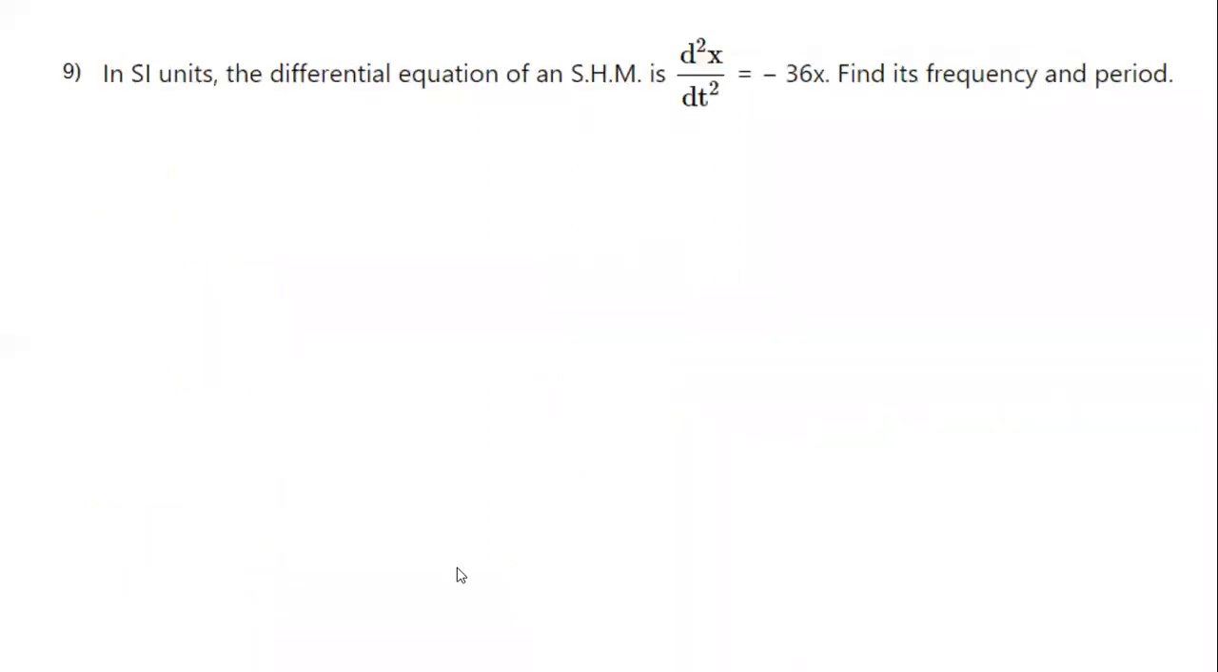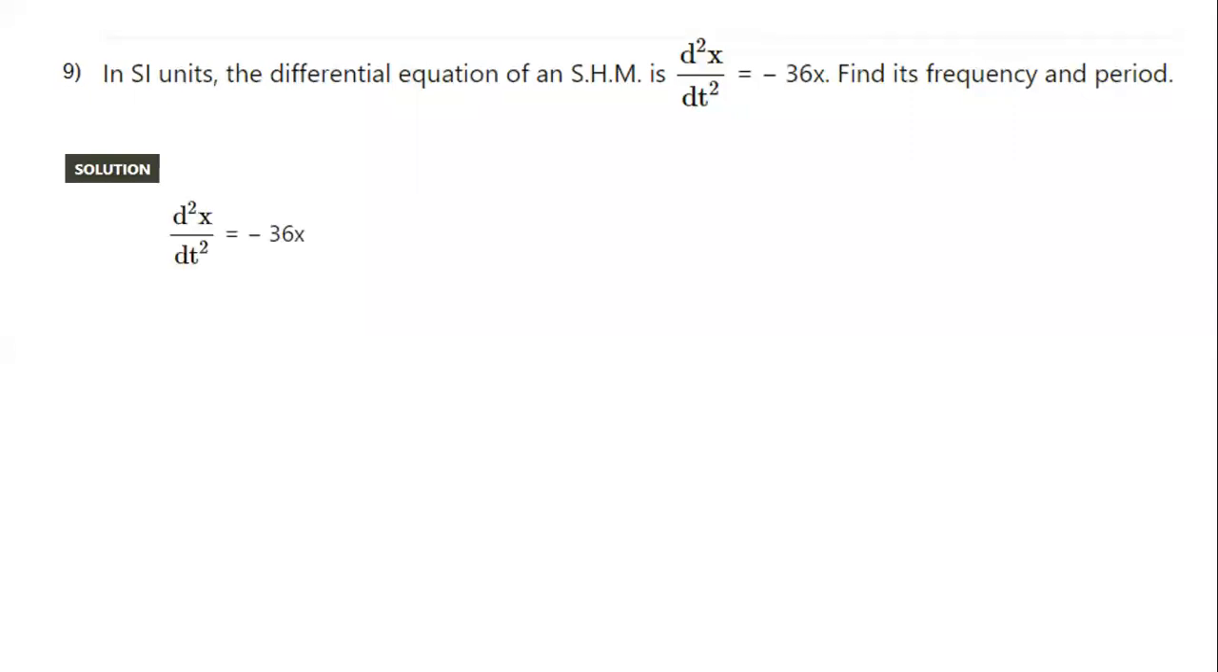Question number 9 from the exercise. In SI units, the differential equation of SHM is d²x/dt² = −36x. Find the frequency and period. Let's see the solution of this equation.